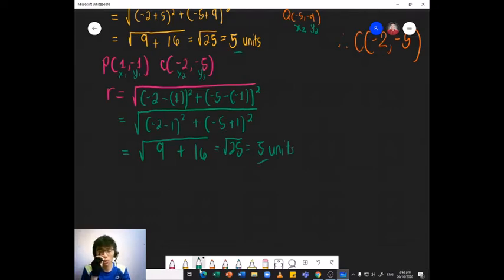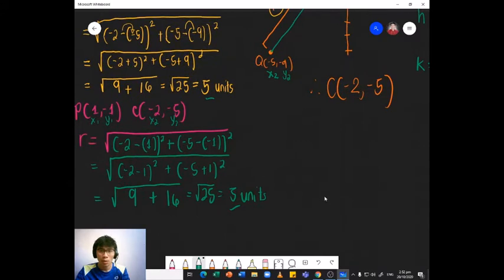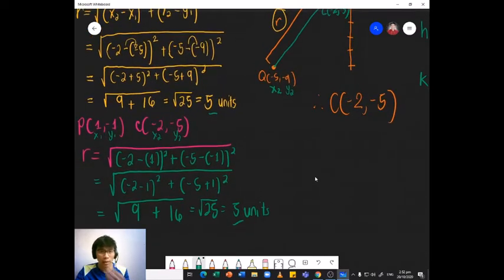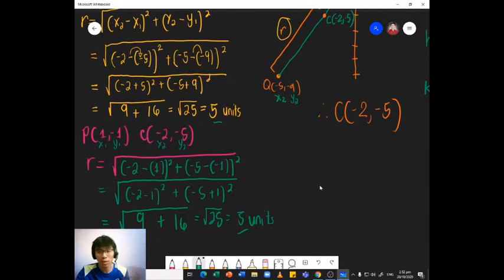Which radius do you want to find, the length or the distance? Same thing here. We already have the center, and we already have the radius. What is our radius here? The radius is 5 units.